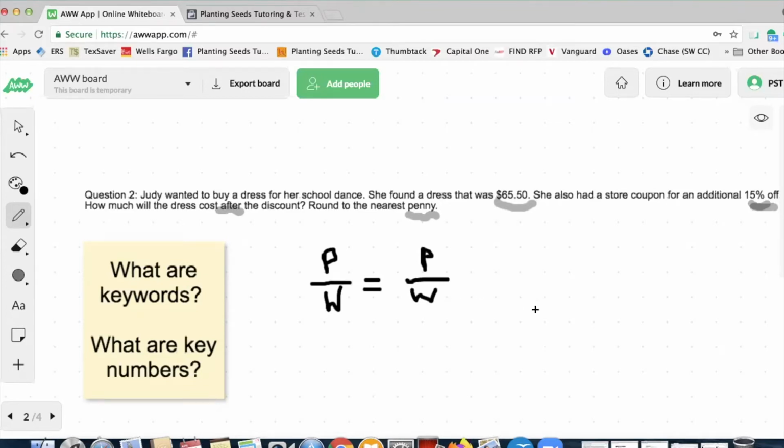So our part is going to be, again, the dollar amount. This is what I'll start with on this side. So what is our part? That's something we don't know. We don't know the part of the total amount, which is $65.50. Our part would be, what is the amount when it's 15% off? That's what we're trying to identify. So we don't know what that part is, but we do know what the whole is. And the whole is $65.50.